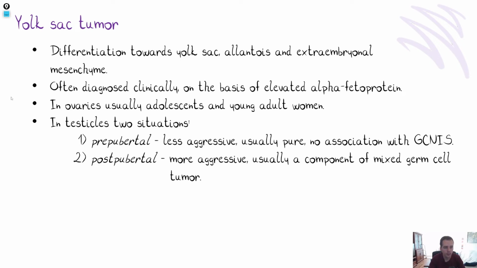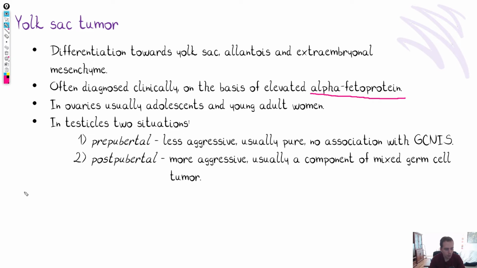Yolk sac tumor. It's a tumor that differentiates towards yolk sac, allantois, and extraembryonal mesenchyme. It's malignant as well. And quite often it is diagnosed clinically, or you can have a clinical suspicion for such a tumor, because the neoplastic cells produce alpha-fetoprotein. And this protein can be detected in serum. So there is an elevated level of alpha-fetoprotein in serum.